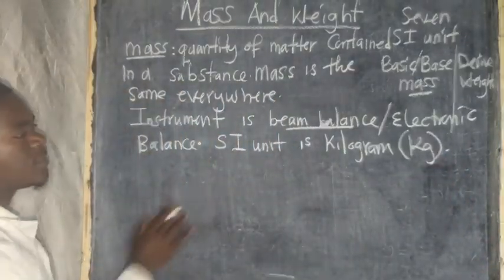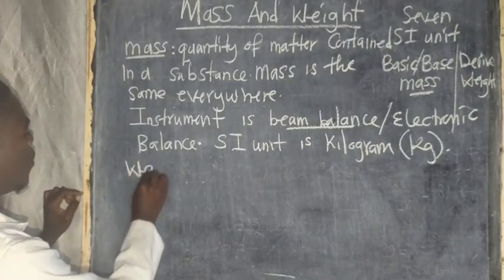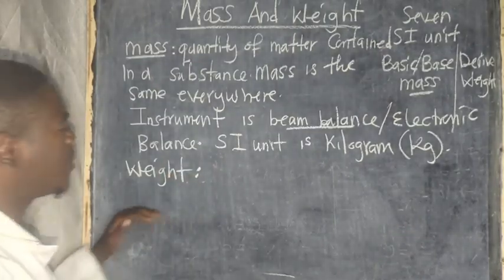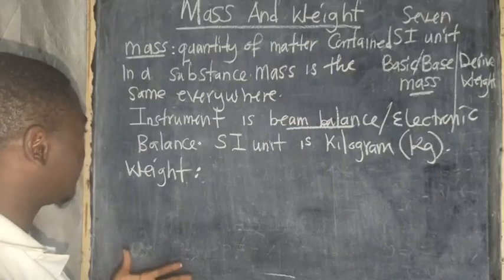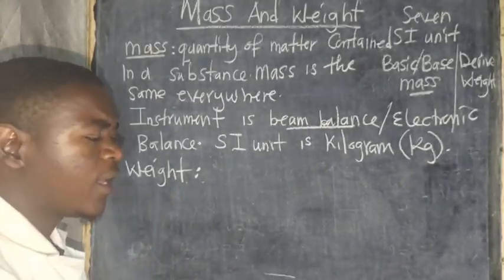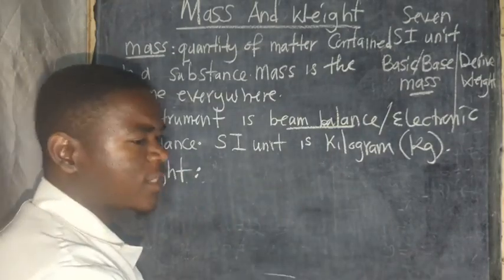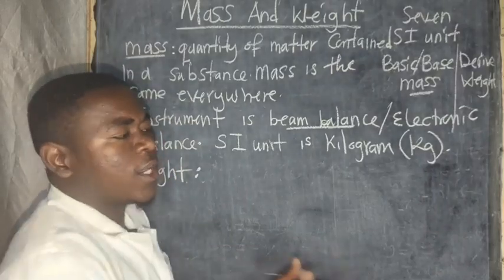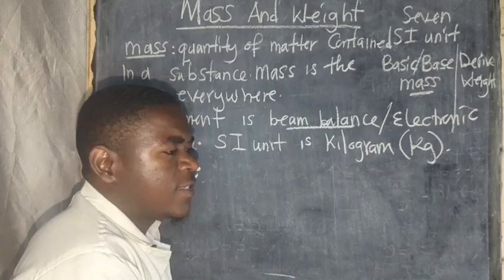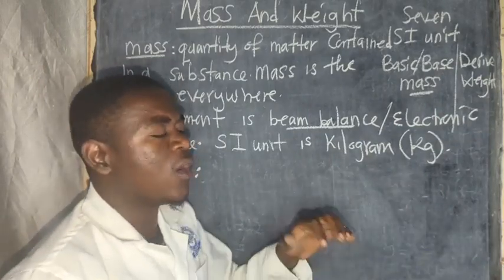Away from this now, this is all that you need to know on mass. We also go to weight. You need to know what weight is. By definition, weight is just the attractive force that is exerted on an object due to the pull of gravity, or due to gravity. So that attractive force that is exerted on an object due to gravity is what we are calling weight.